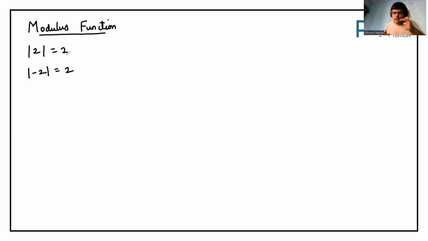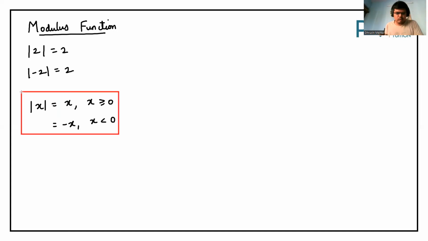Okay, now let's discuss this from the function point of view. See, the definition of the modulus function is: modulus of x is equal to x when x is greater than or equal to 0, and it is equal to minus x when x is less than 0. This is the basic definition of the modulus function. Did you already know this? Yes, sir. So let's understand this in a bit more detail.